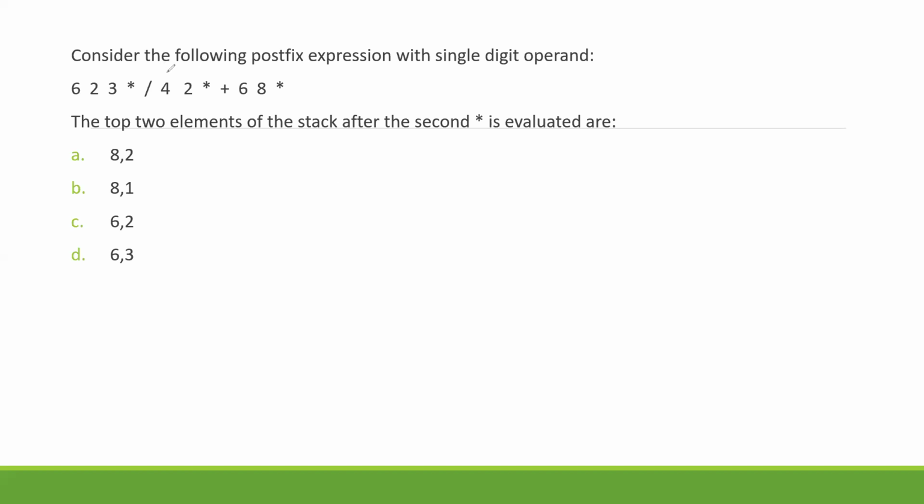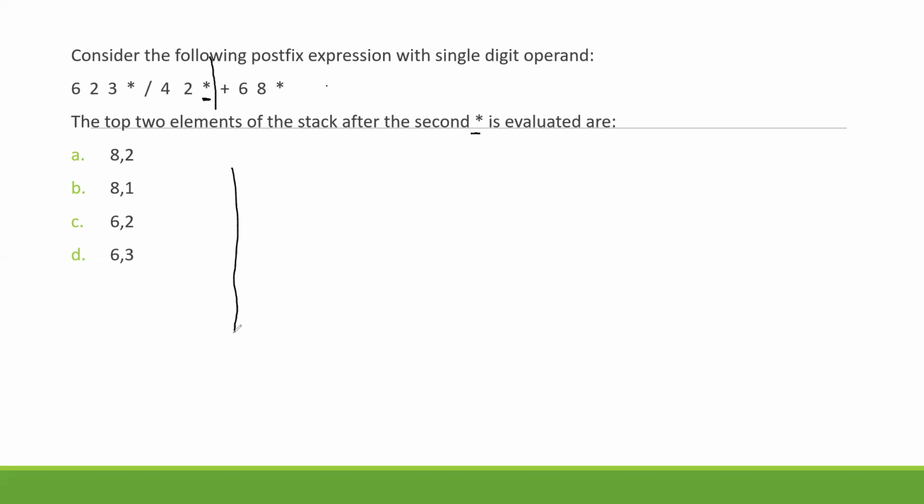Now consider the following postfix expression with single digit operands. Postfix always uses the stack method. Here they have given the values. The top 2 elements of the stack after the second star is evaluated. So here we have to check whether it is the second star, and up to the second star we have to calculate. No need to calculate after this one. That is important, which we have to understand while reading the question.